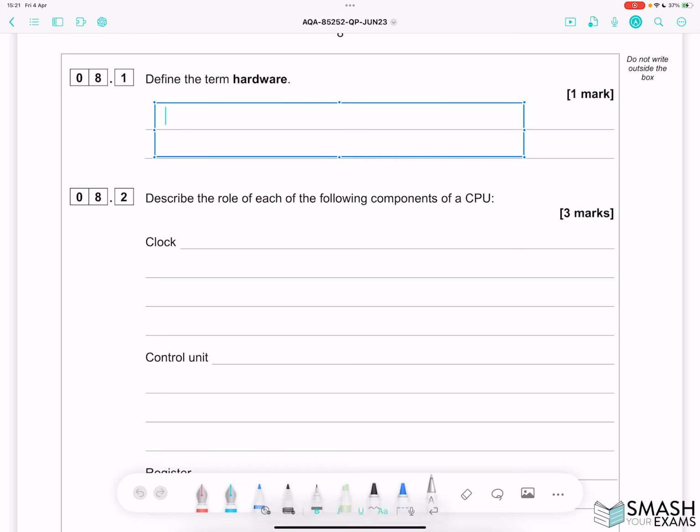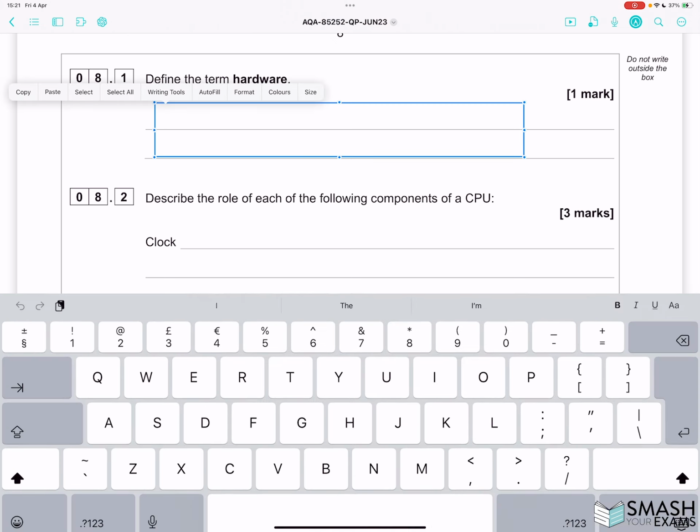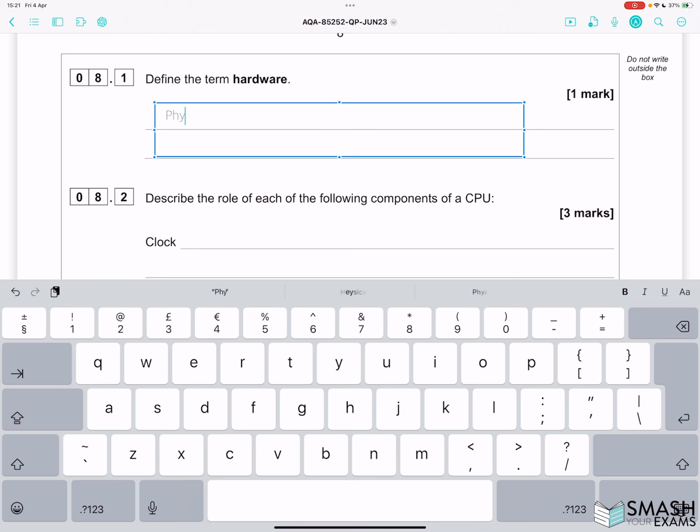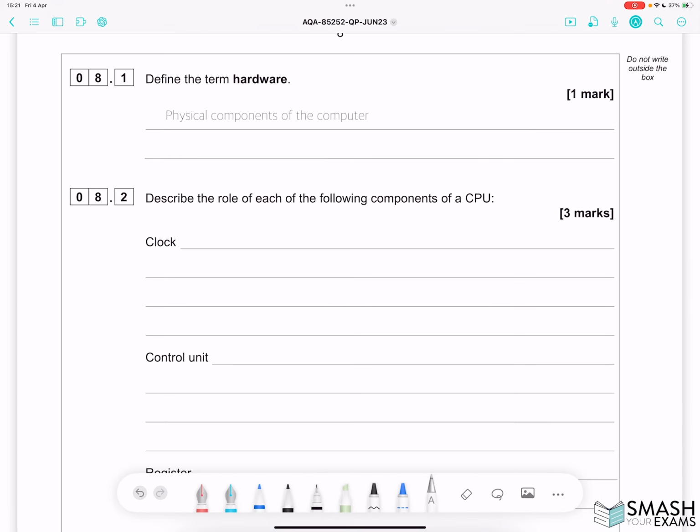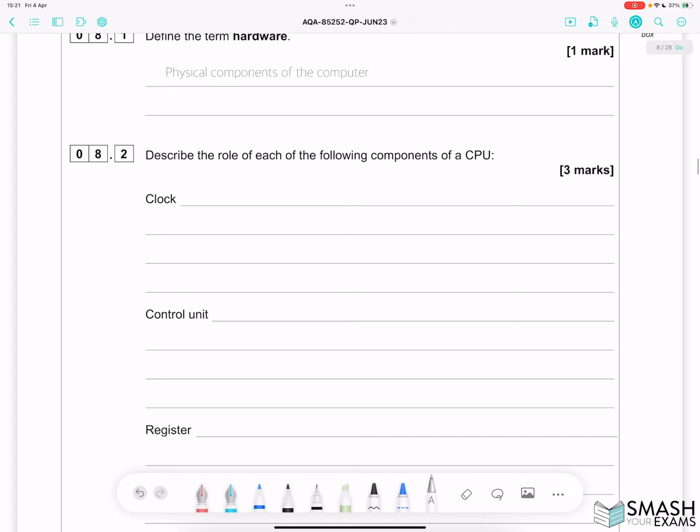Let's type that in again, just so it saves you having to read my messy handwriting. Let's try that. So a physical component of the computer. Okay, perfect. Next one then.